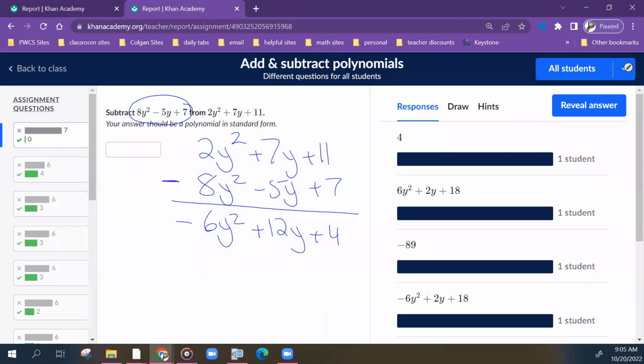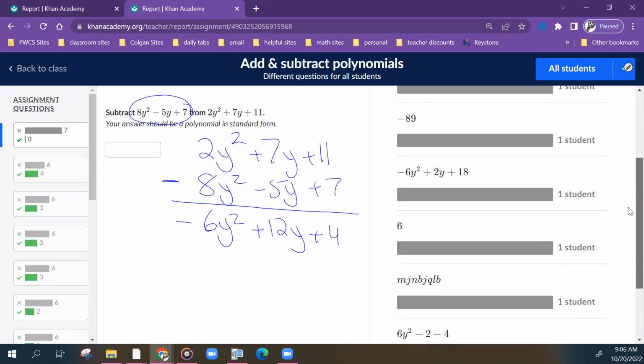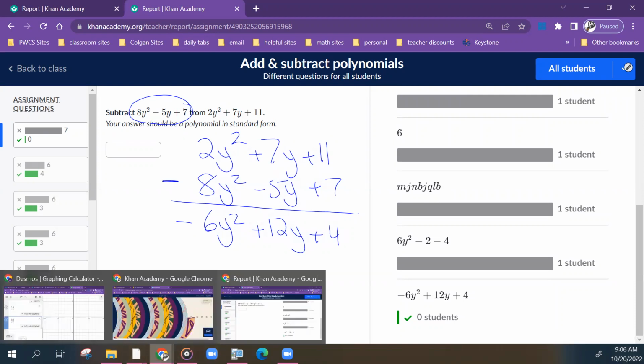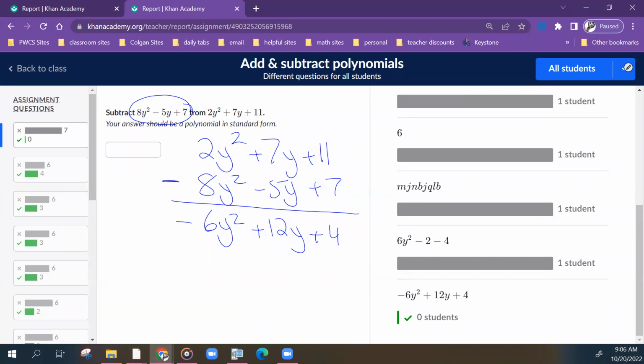So I'll put that in because you know. Also don't know if someone answered that correctly already. Someone here did. Got it. Negative 6y squared plus 12y plus 4.